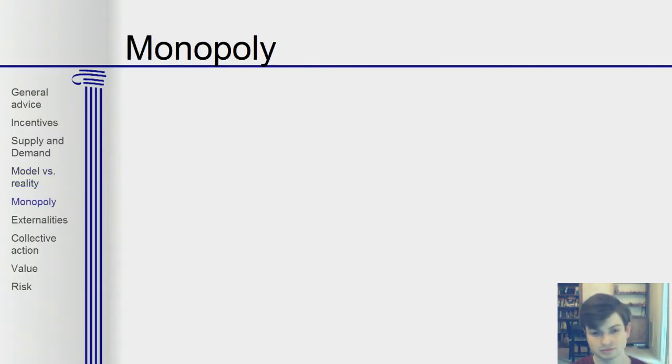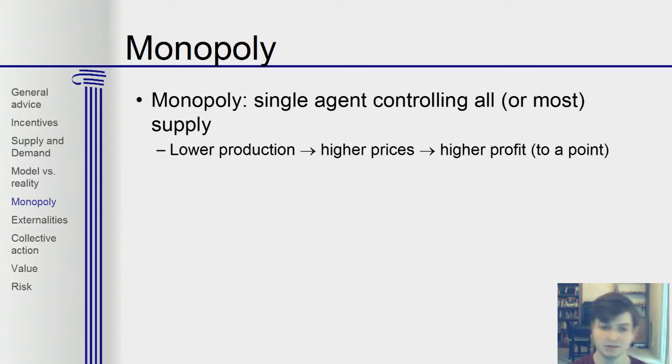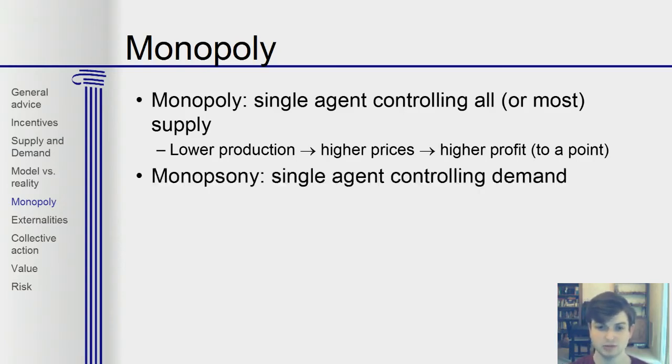So another way that the model can fail is monopoly. Monopoly is when a single agent controls all of the supply, or almost all of the supply. Now what happens here? If that agent lowers production, then they sell fewer goods, but they drive up the price, right? And by driving up the price, they make more profit on all the goods they are selling. And to a certain extent, they can make more total profit by making fewer goods and driving the price above what it would be at equilibrium.